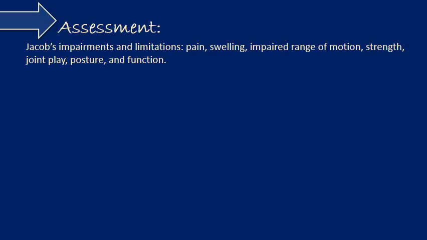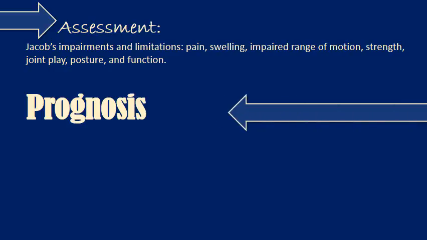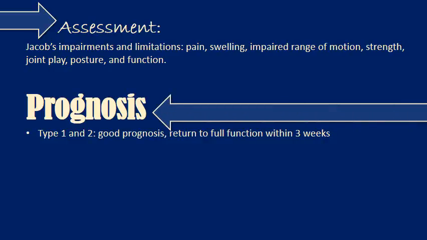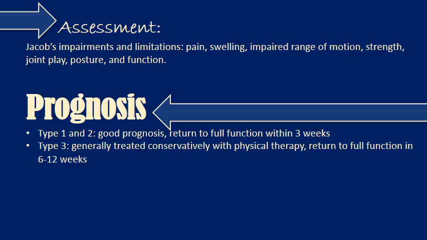Jacob's impairments and limitations include pain, swelling, impaired range of motion, strength, joint play, posture, and function. Prognosis. Patients who sustain type 1 or 2 injuries have a good prognosis and are able to return to full function within 3 weeks, or sometimes even sooner. Patients with a type 3 injury who are treated conservatively with physical therapy are able to return to full function after 6 to 12 weeks.